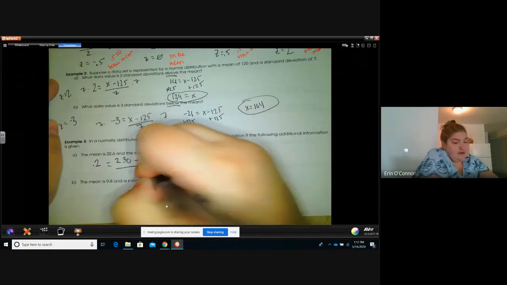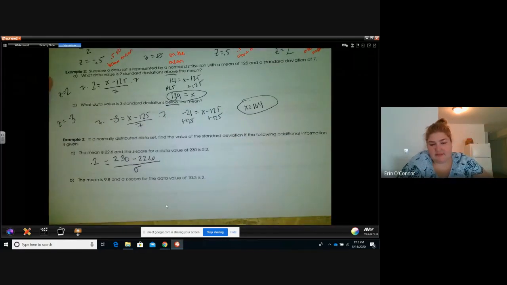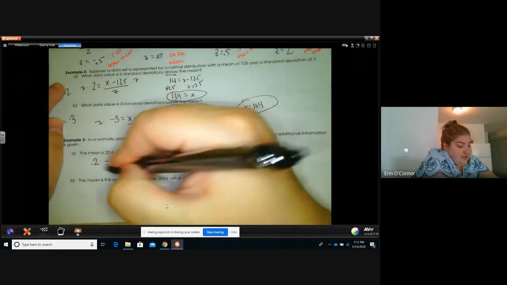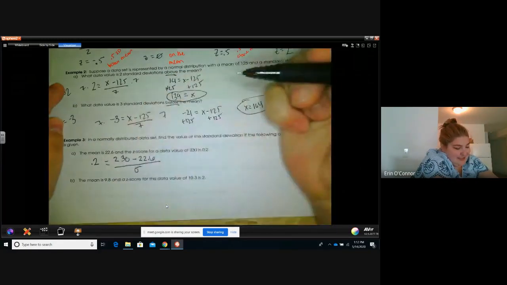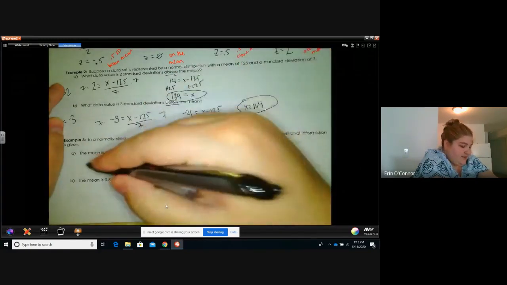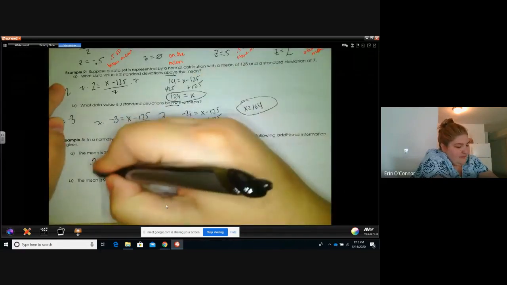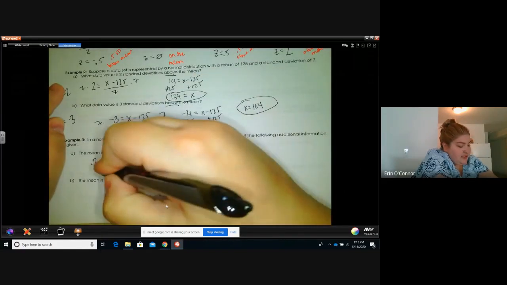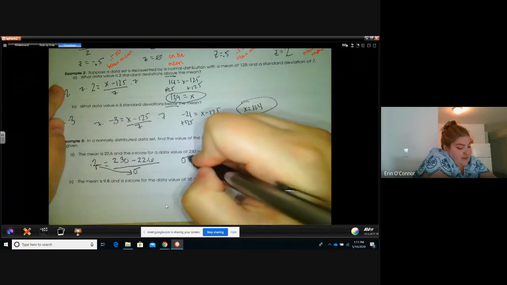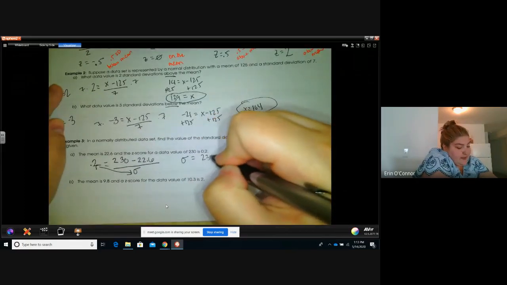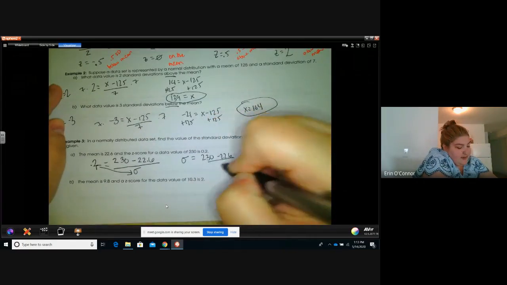Now, we can use sigma or S sub x. It's up to you. I'm just going to use sigma because we haven't seen that a lot. Because these can be interchanged, because I can multiply by sigma and then divide by 0.2, or if we say multiply by the reciprocal, pretty much these can trade out. So sigma is equal to 230 minus 22.6 divided by 0.2.